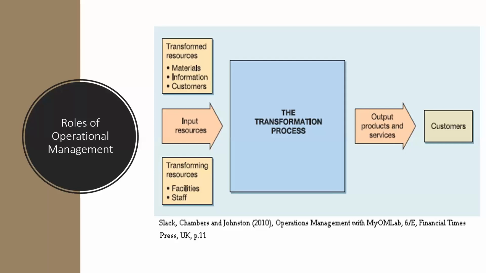You can see in the process here how you transform the resources, like the materials, information, and the customer. These are the transformed resources. And you have the transforming factors, where you have the facilities and the staff available to transform all of the materials, information, and customers into the product and service. So you can see the input, where you put all the resources in, then you transform them into the output, and then it is ready for the customer.